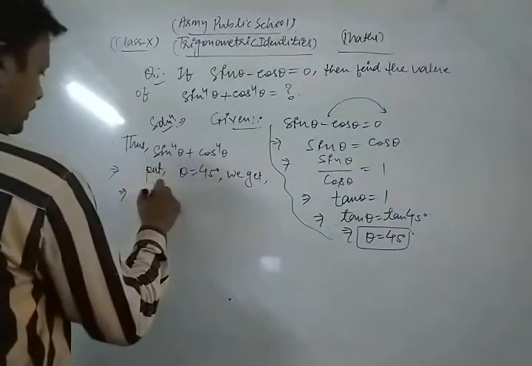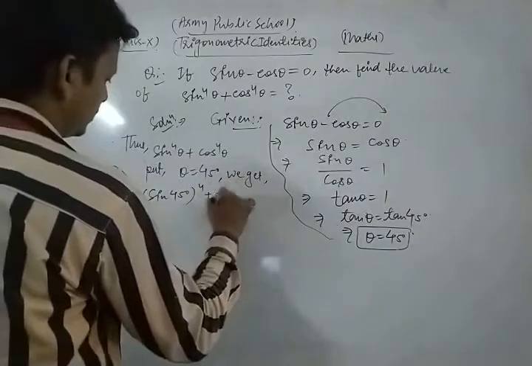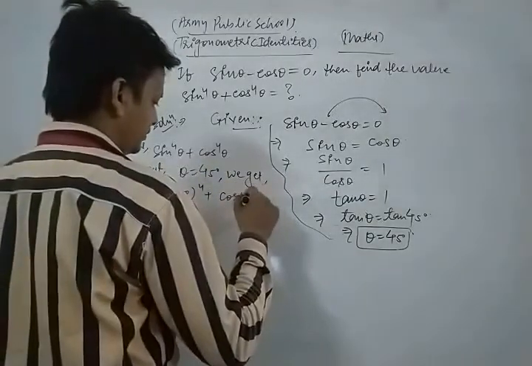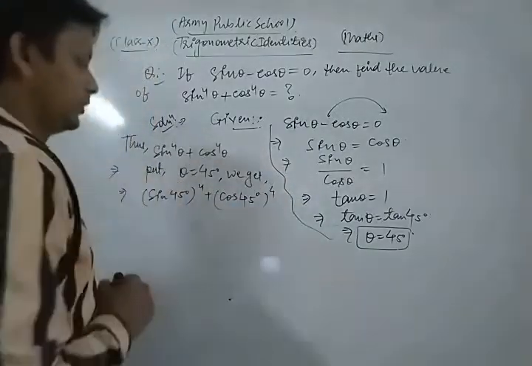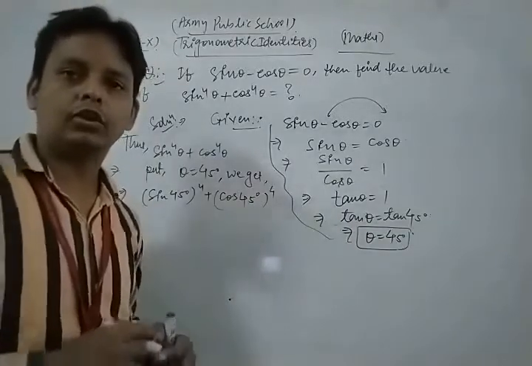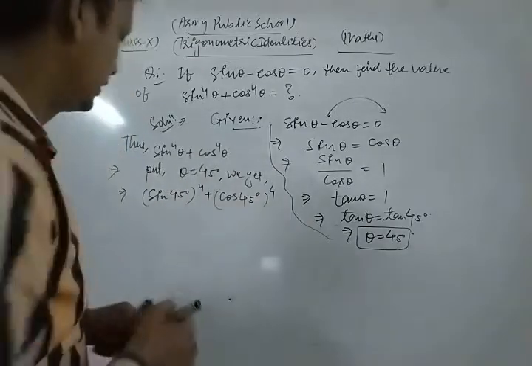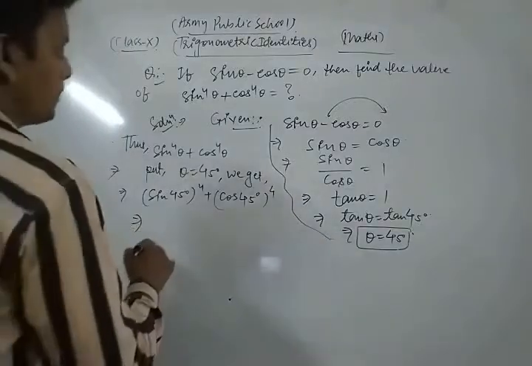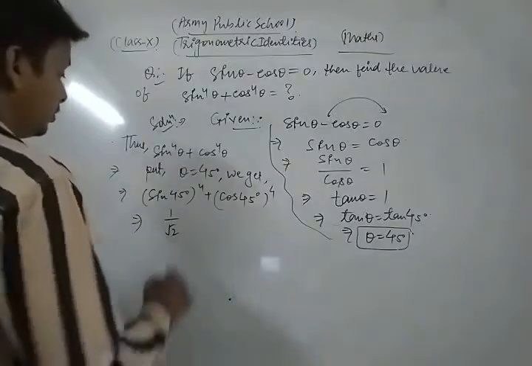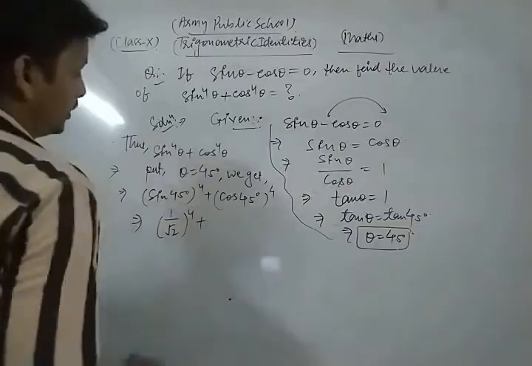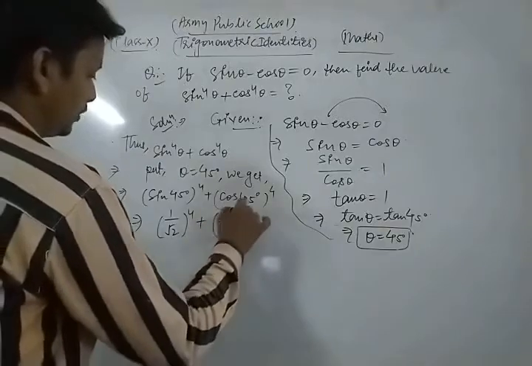So here we put sin 45 degree to whole power 4 plus cos 45 degree to whole power 4. Now you know that the value of sin 45 is what? 1 upon under root 2. The value of sin 45 is 1 upon under root 2 to whole power 4, plus the value of cos 45 is what? 1 upon under root 2 to whole power 4.